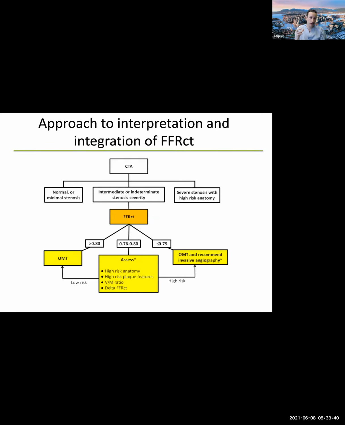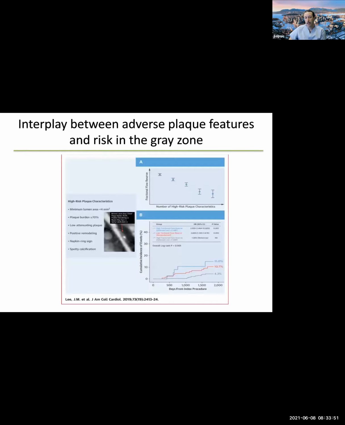And if in the gray zone, we look at the translesional delta. If there's a significant focal delta of pressure loss, we're more likely to refer to the cath lab. If it's proximal, and if there's adverse plaque. And you may say, well, why do we integrate plaque? What does plaque have to do with it? Again, there's a whole compendium of data that would suggest that plaque and physiology are interconnected.